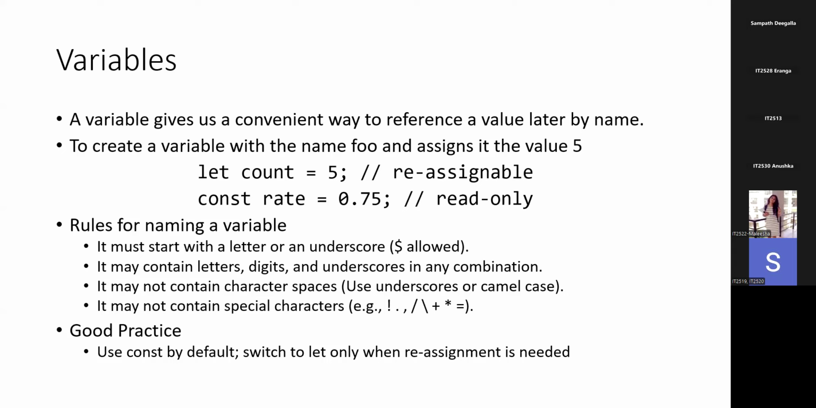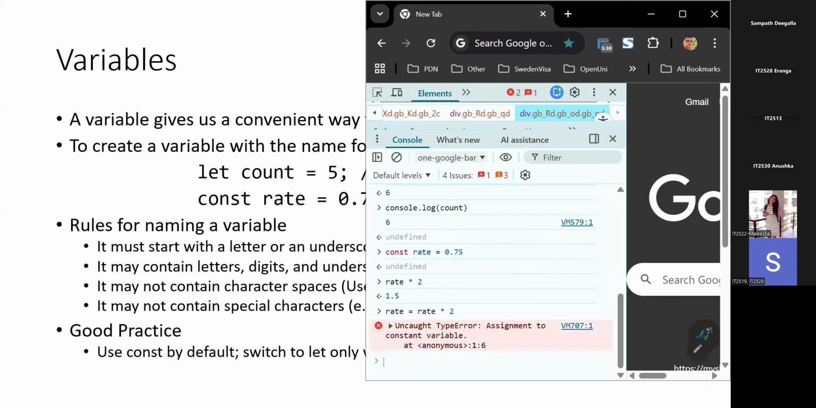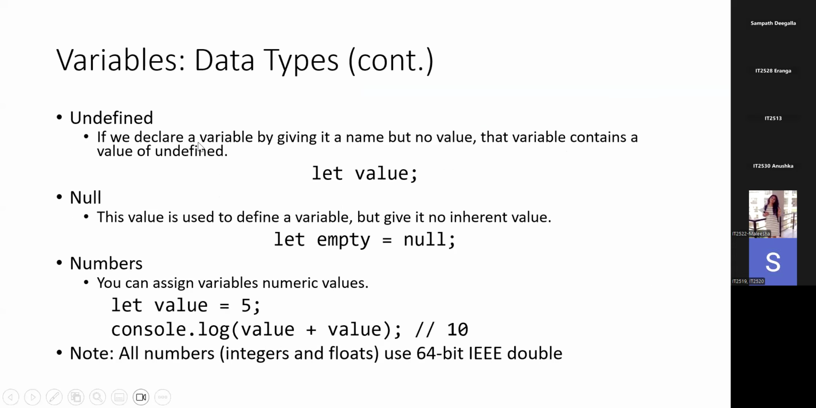So which one to use, let or const? Ideally, they say use const. But if you want to make a reassignment, then go for let, right? Just to show you what I mean, if you try to change the rate, let's say rate equals rate times 2, that's a type error. A constant value cannot be changed. So if you're thinking of changing rate, then define it using let, not const. Okay, moving on.